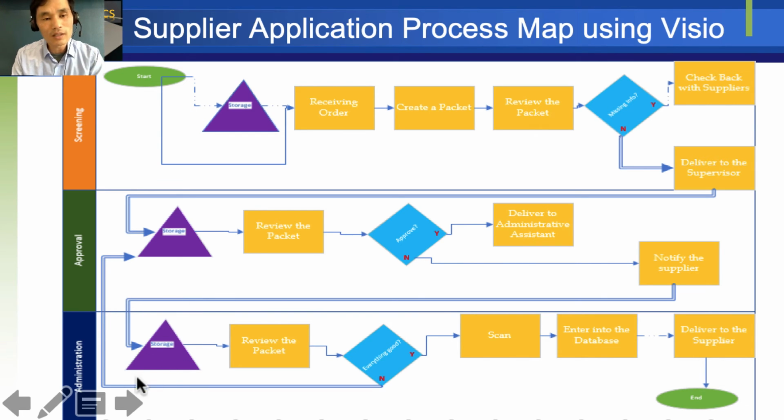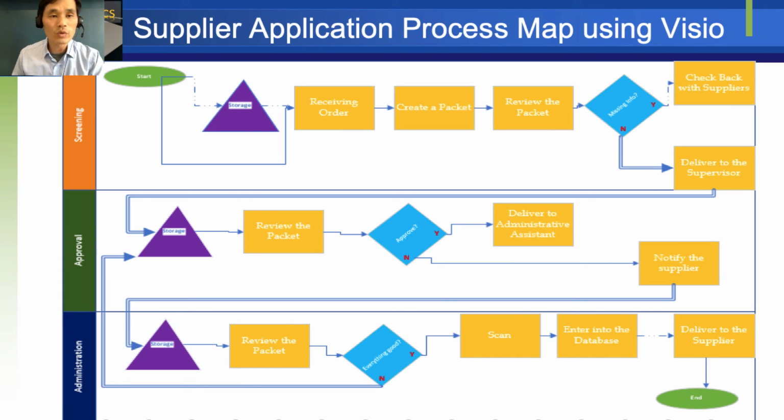And if it's approved, it has to be delivered to them. And again, it's a storage area, and they review the packet again at this administration swim lane in this function. And then a decision point right here, we want to check whether everything is looking good or not. If it does, then it has to be scanned and electronically stored and communicated to the suppliers. If not, it has to go back to this approval process if there's something wrong there, and then it is stored there, moves on to the review the packet process, and so forth.